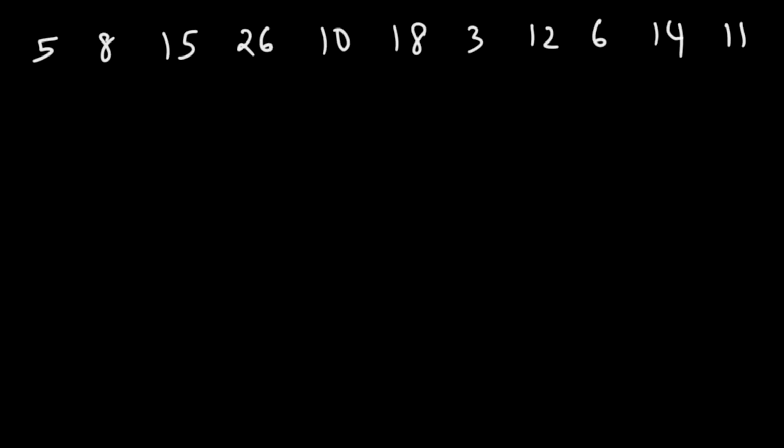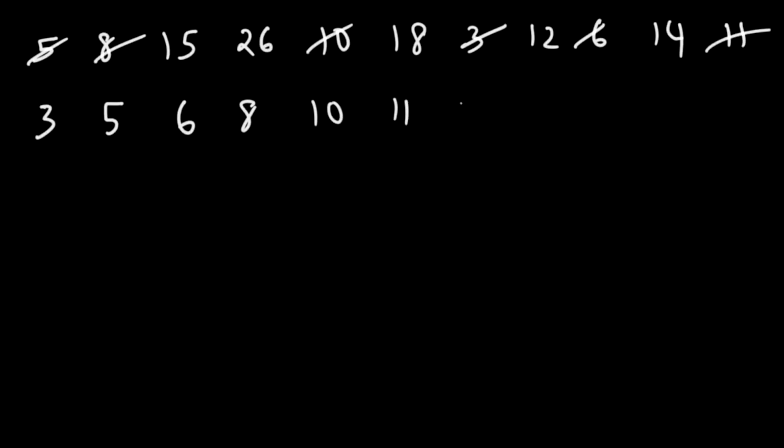So what's our first step? What's the first thing that we need to do here? The first thing you want to do is rewrite this and arrange the numbers in ascending order. So 3 is the lowest number. Next we have 5, and then 6, and then after that is 8, 10, 11, and then it's 12, 14, 15, 18, and then 26.